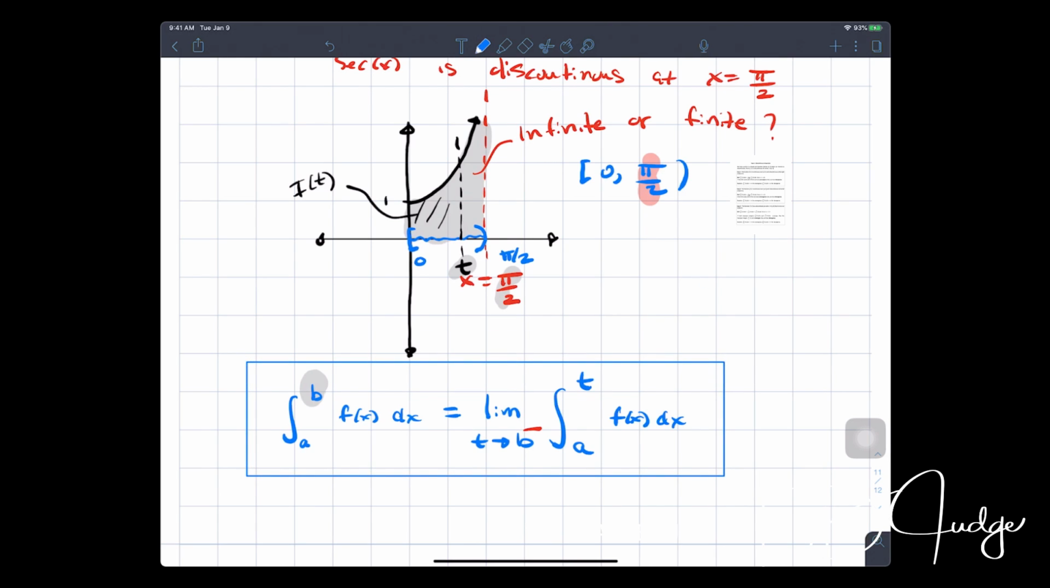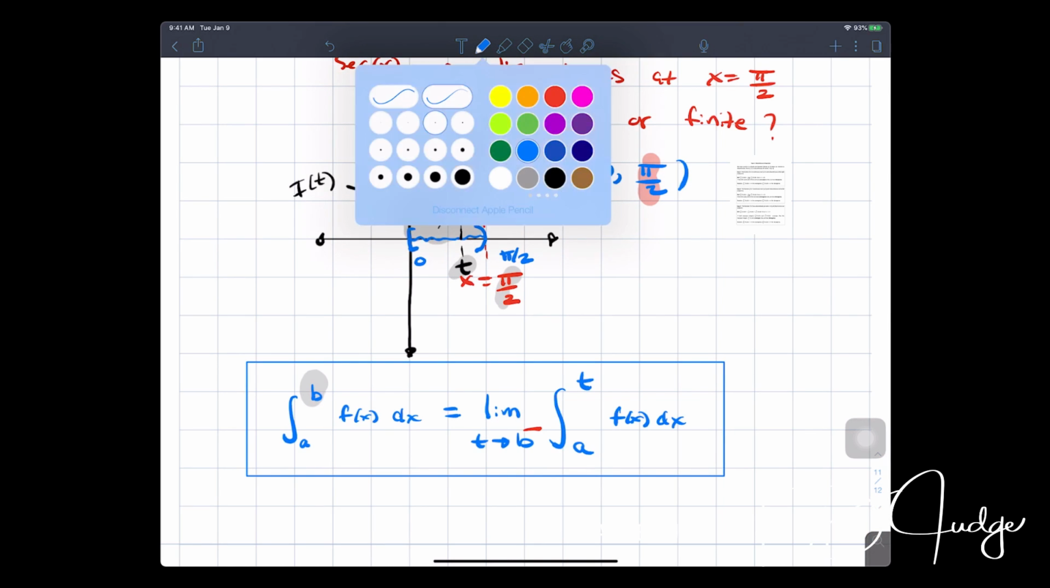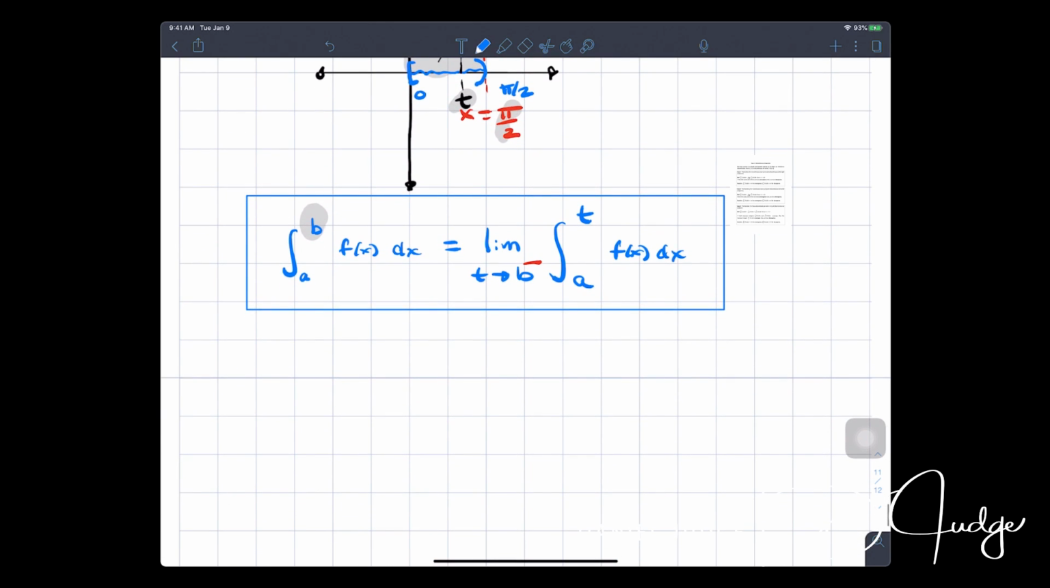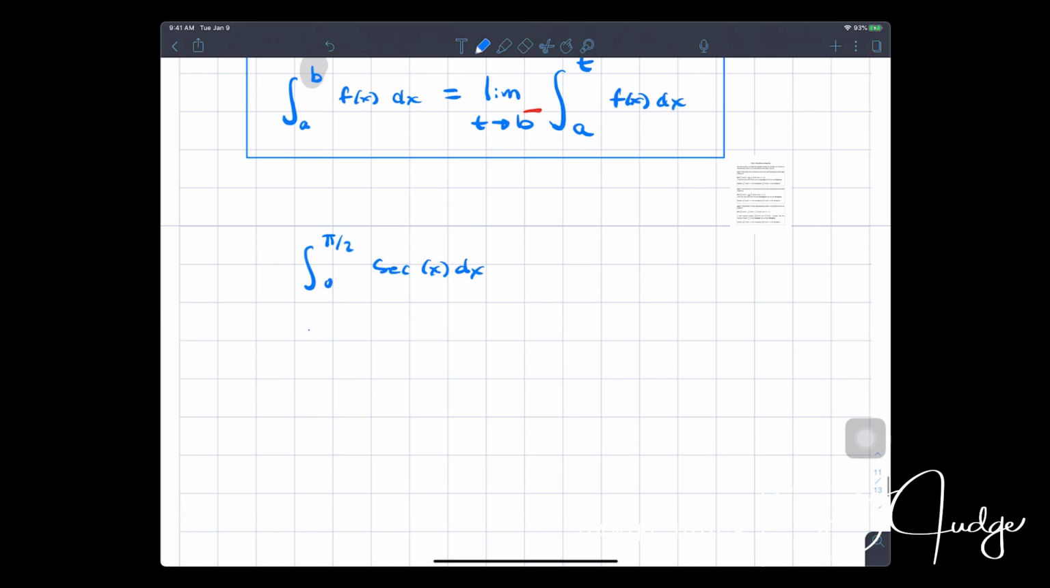It's also in your notes, so you know I put this in our notes. And so let's proceed here with how to answer this particular question. We have the integral from 0 to pi over 2 of secant. By this definition, we have the limit as t goes to pi over 2 from the left of the integral from 0 to t of secant x dx.